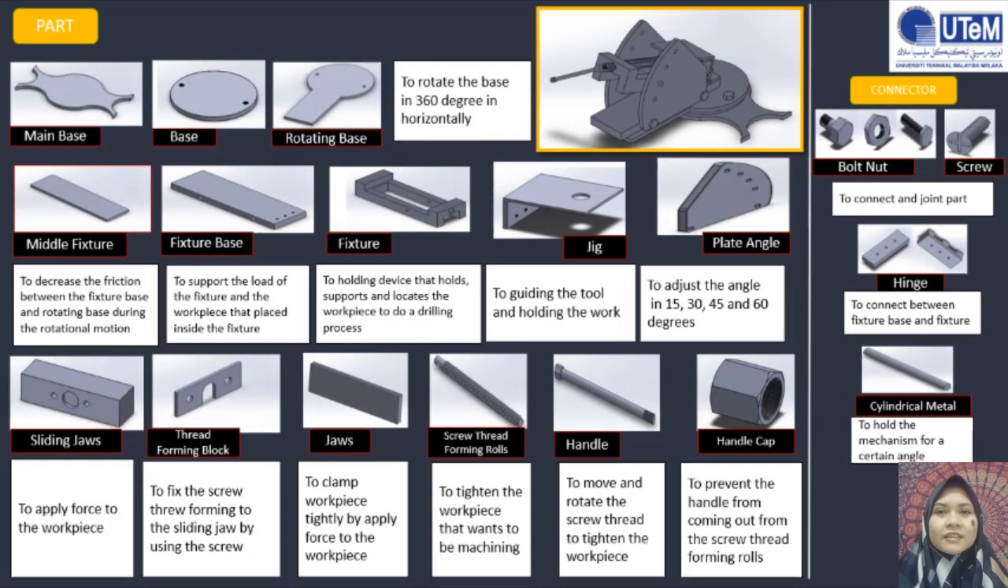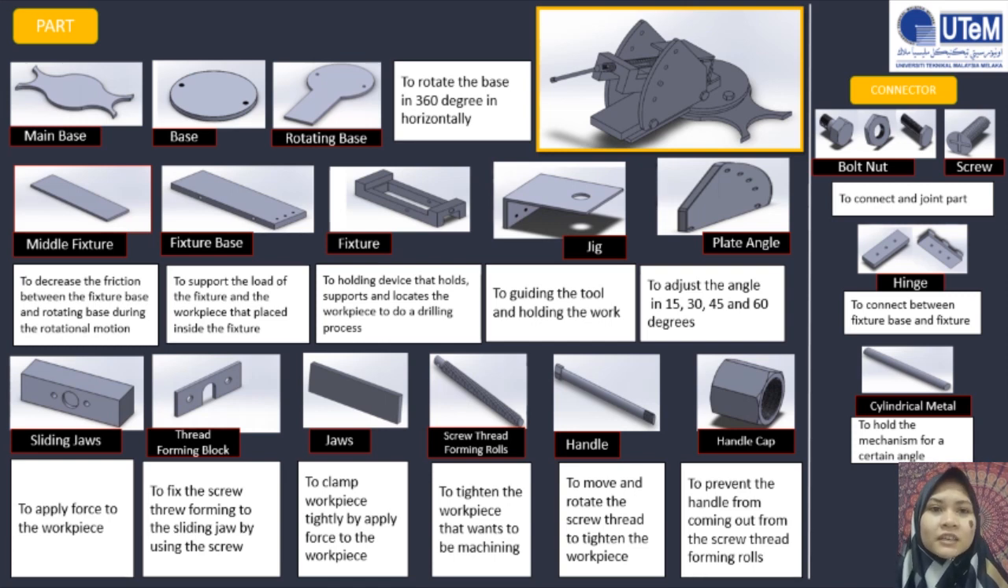This is our product design, jig and fixture adjustable angle. It has 18 component parts and I will explain the function of the components in this product. Firstly, we have 3 different bases, which are the main base, middle base, and rotating base. They function to rotate the base 360 degrees horizontally. The base design has a greater area to provide stability. Next is the middle fixture to decrease the friction between the fixture base and rotating base. Other than that is the fixture base to support the load of the fixture and workpiece. The next part is the fixture, a holding device that holds, supports and locates the workpiece to do the drilling process.